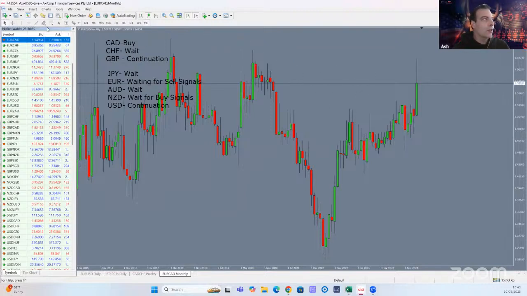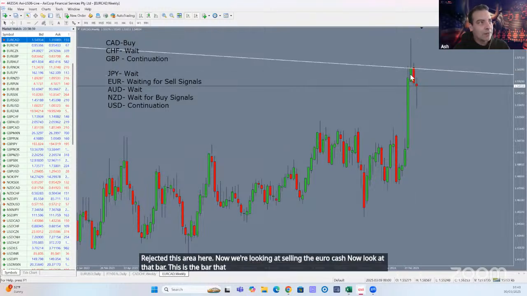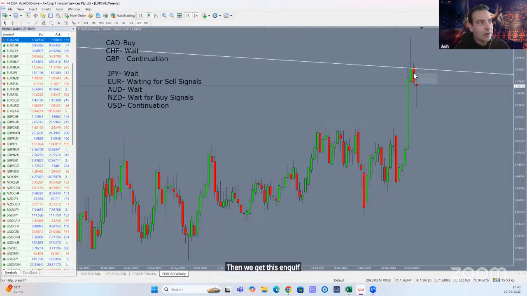So the monthly on the Euro CAD has rejected this area here. Now we're looking at selling the Euro CAD. Now look at that bar. This is the bar that we see in January. Then we get this engulfing bar.